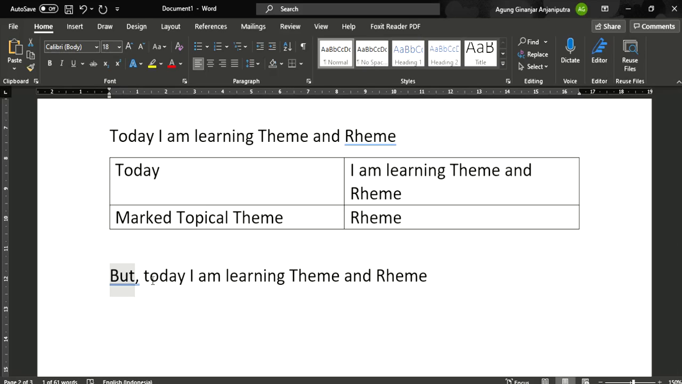What can be a topical theme? To determine whether a constituent is a topical theme or not, you need to look at the experiential function of the constituent. It means that if the constituent has a function in the transitivity system, then it can become a topical theme. Remember, in the transitivity system, we have participants, process, and circumstances. If the constituent at the beginning of the clause, or at the beginning of the text, is one of these functions in transitivity, participants, process, or circumstances, then it can become a topical theme.